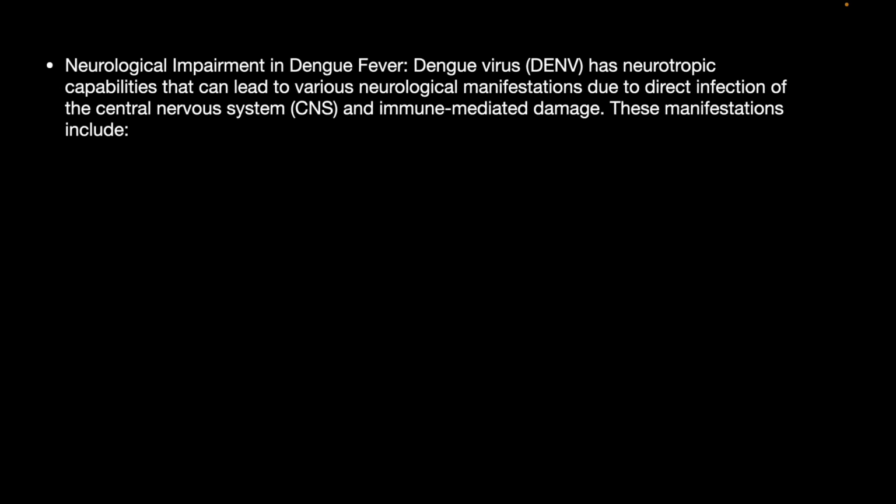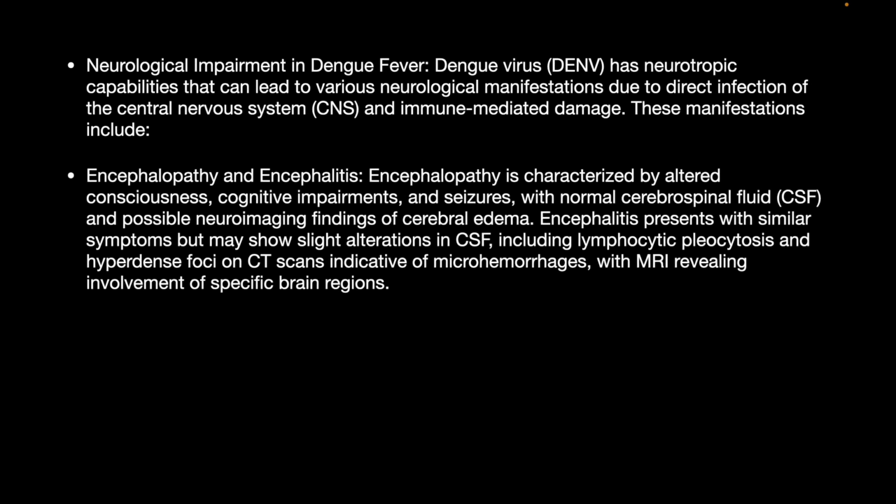The next is neurological impairment. It has neurotropic capability. It has various neurological manifestations, the most common being encephalopathy and encephalitis. Encephalopathy is characterized by altered sensorium, cognitive impairment, and seizure. And normal CSF findings with possible neuroimaging findings are very characteristic of dengue infection.